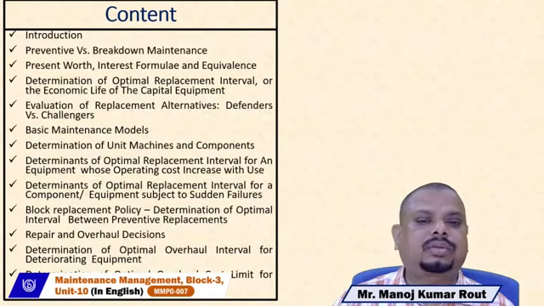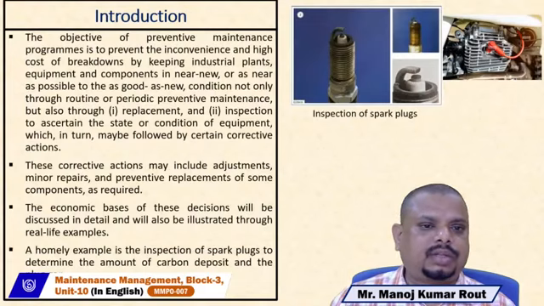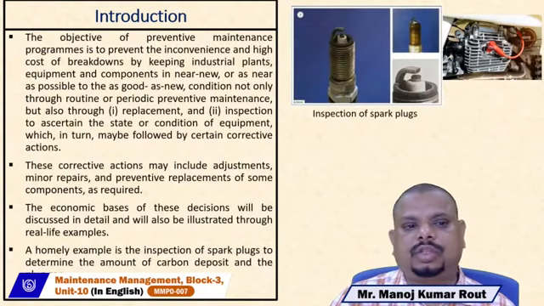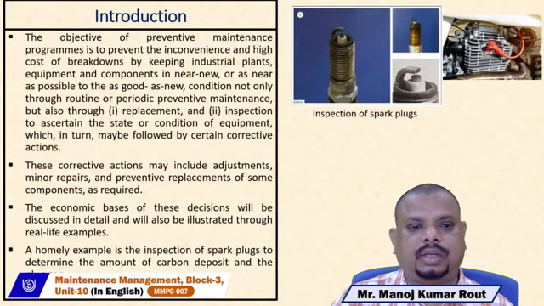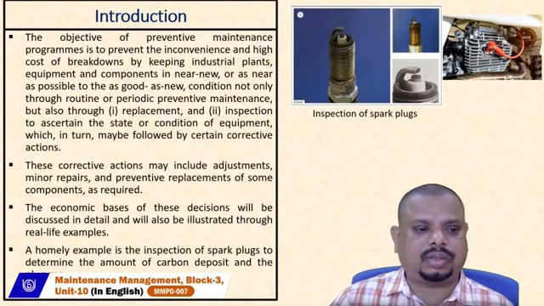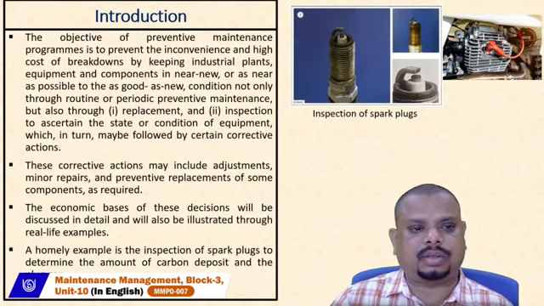Let's focus upon the introduction part. As far as the preventive maintenance program is concerned, it basically prevents inconvenient and high-cost breakdowns by keeping industrial plants, equipment and components as near new, or as near as possible to as-good-as-new conditions, not only through routine critical preventive maintenance, but also through replacement inspections to ascertain the state of condition of equipment, which in turn may be followed by certain corrective actions.